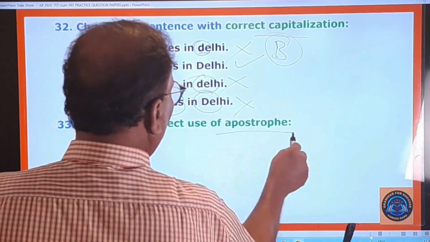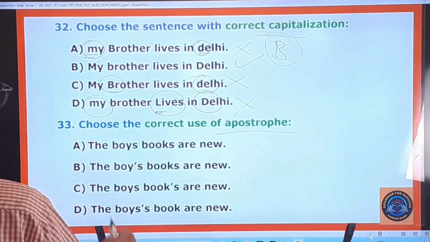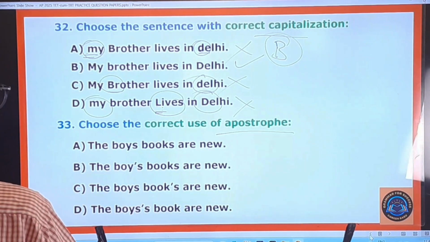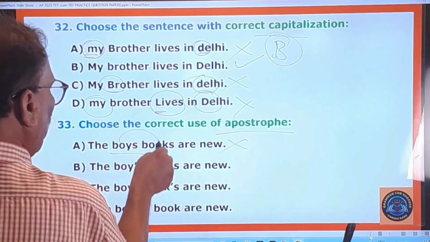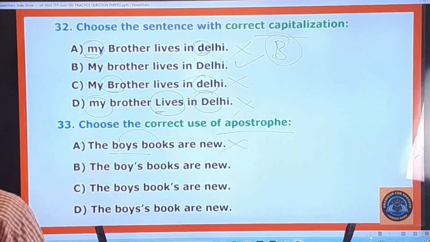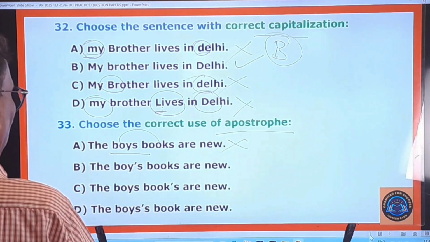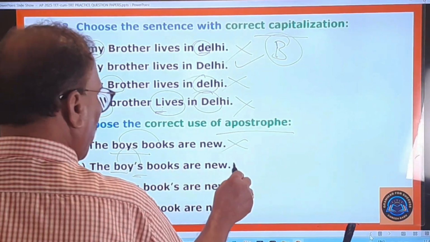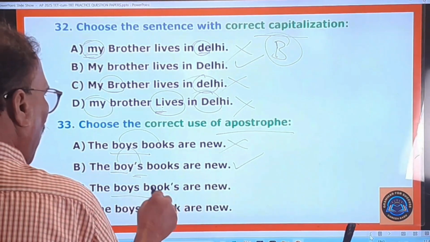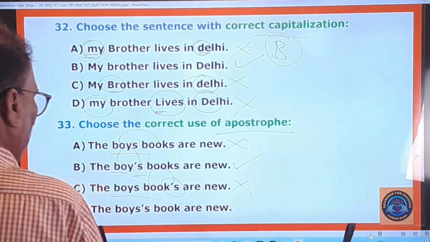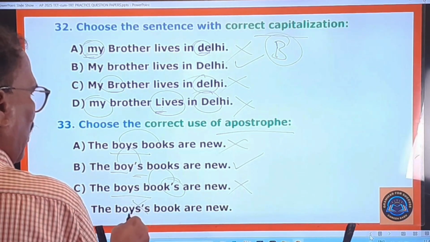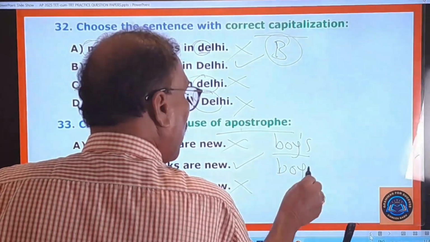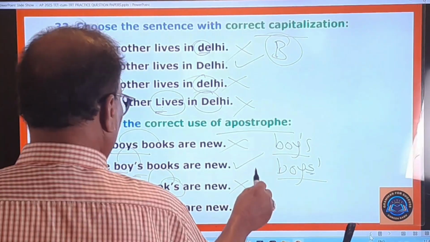Choose the correct use of apostrophe. Apostrophe, you know very well. In which of the options is the apostrophe correctly used? "The boys books," no, you cannot say that. In Telugu you might say boys books, but in English it's not okay. And here "boy's," apostrophe, yes, the boy's books are new. The second one is the right one. In another, an apostrophe s is given wrongly after "books." If you mean the boys' books, plural, you put the apostrophe after the s. B is the right option.